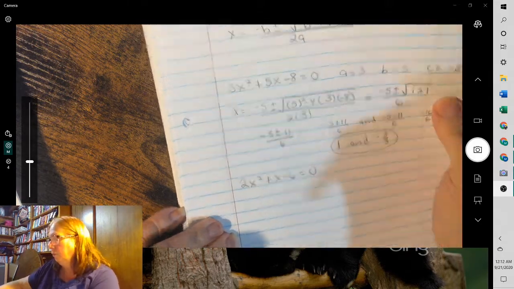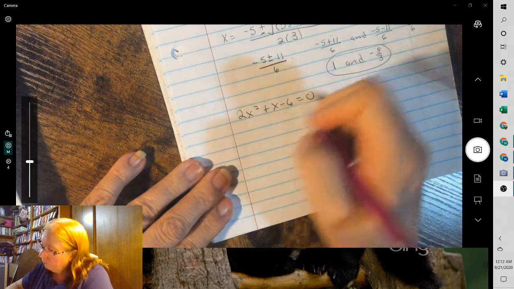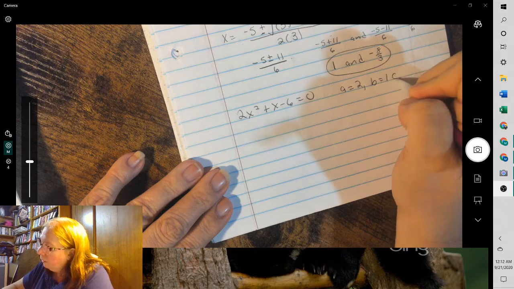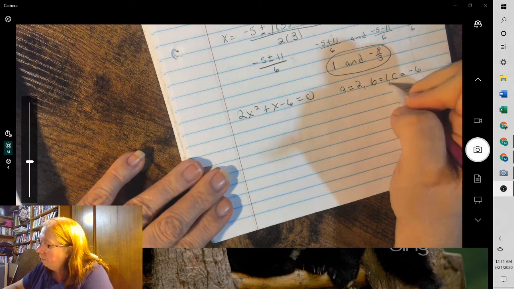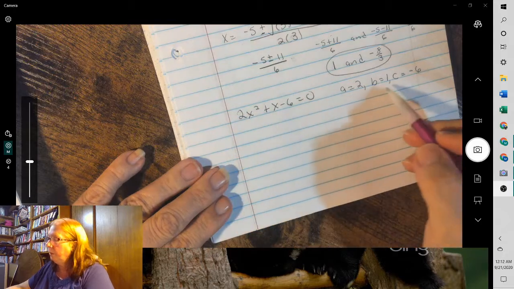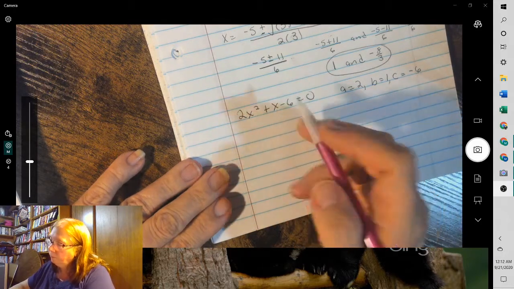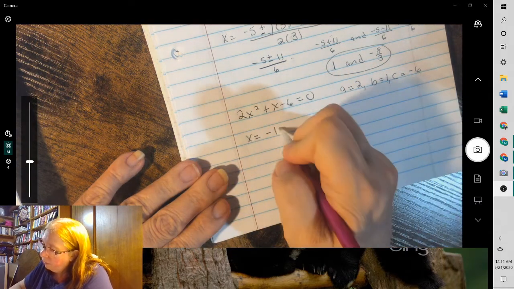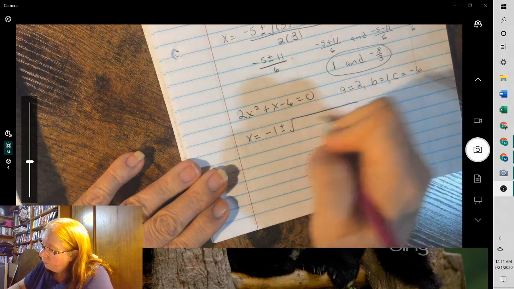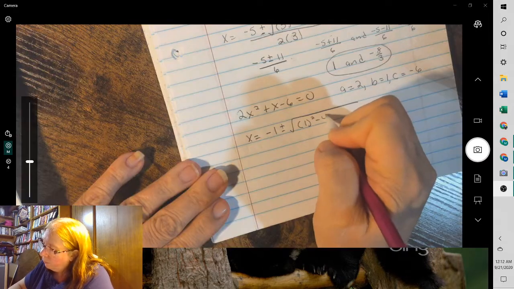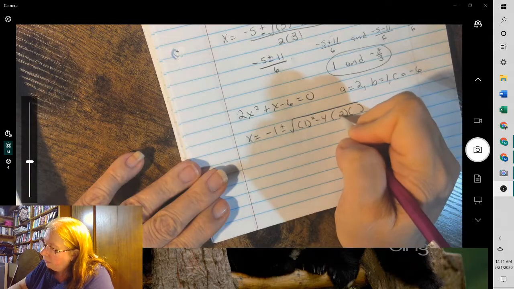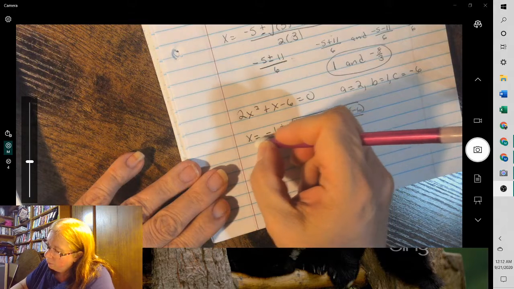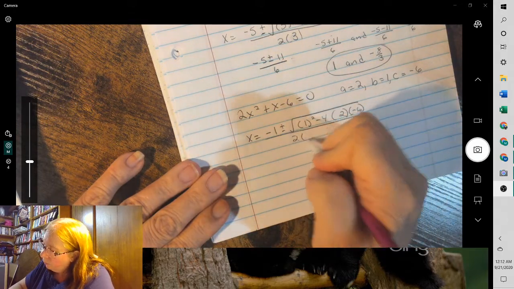Look at the next one. A is 2, B is 1, and C is a negative 6. One thing you want to remember, you don't take the variable with it. It's only the numbers that are in front. So negative b plus or minus the square root of b squared minus 4 times a and c, all over 2 times a.